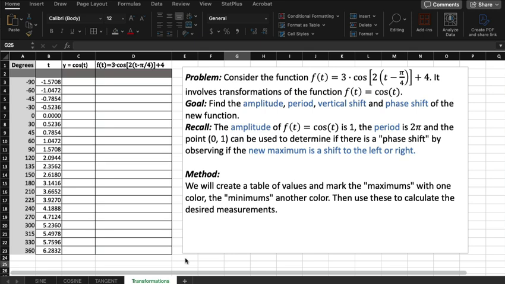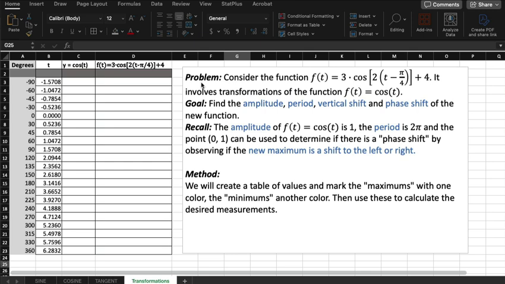We had an introduction over the last week and a half or so of trigonometry and the trigonometric functions. Today we're going to talk about transformations of sine and cosine and what that means in terms of certain attributes. The attributes that we're going to be interested in are amplitude, period, vertical shift, and phase shift of the new function that's based on the toolkit function f of t equals cosine of t.